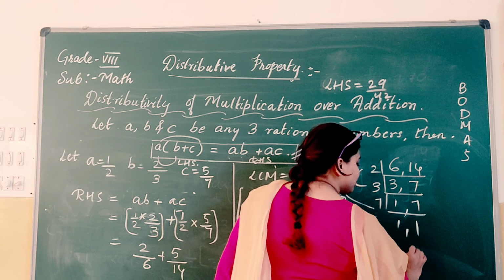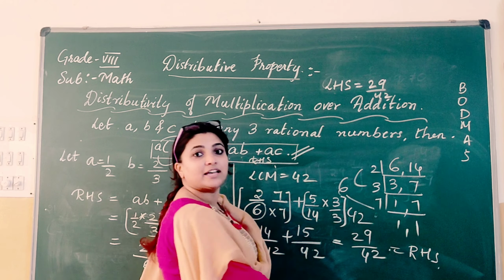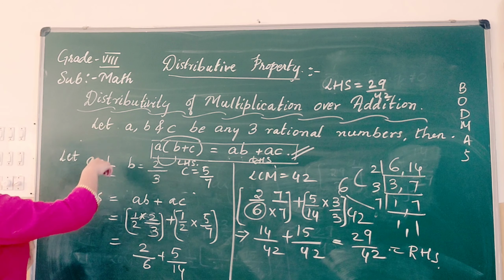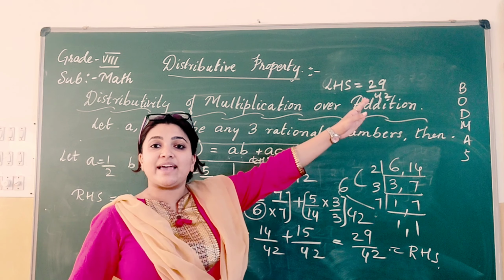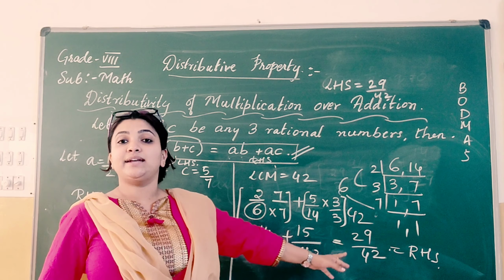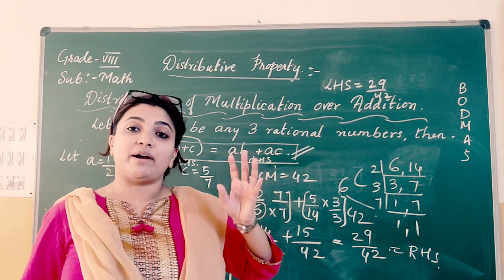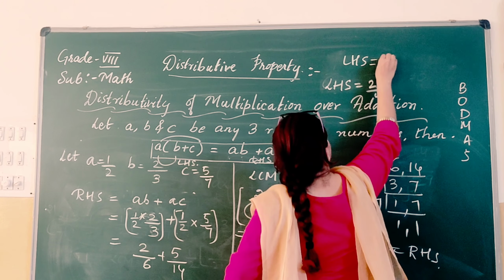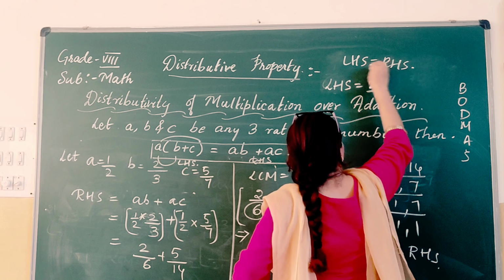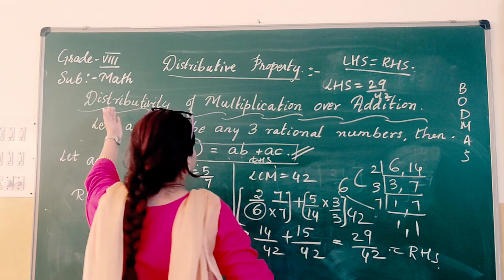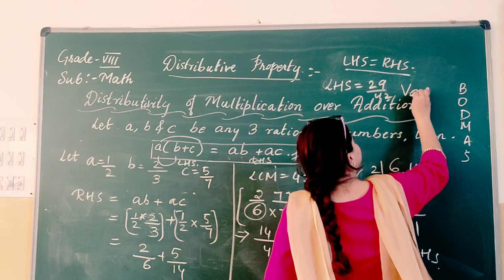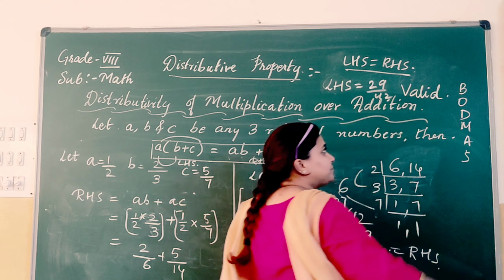My answer, which is RHS, is the same as my LHS. So therefore, 29 by 42, which I got in my LHS, is the same as 29 divided by 42, which I got in my RHS. So therefore, left hand side is the same as my right hand side. Therefore, distributivity of multiplication over addition is valid.